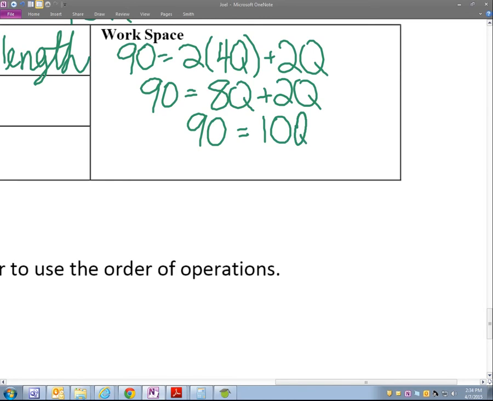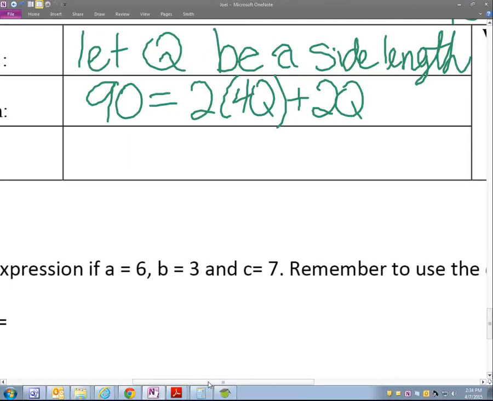Now we have to solve for Q. What do we need to do? Beautiful. Divide both sides by 10. So now I have that Q equals 9. Now, is that what we were looking for? Is that the solution to what we're doing? No, we need to find more information.